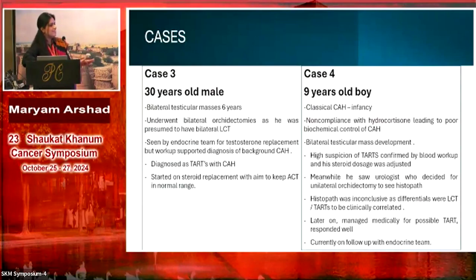Despite this, urology saw the patient and proceeded with unilateral orchidectomy. Histopathology again created confusion between the diagnosis of TARTs and LCD. So based upon previous history, we labeled him as having TARTs secondary to CAH. And we started him on steroid replacement. He's again on follow-up with us. And his radiological imaging, ultrasound, has shown interval shrinkage of his testicular mass.